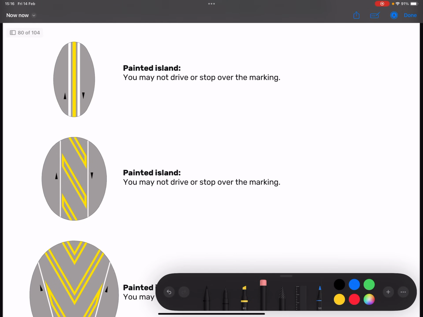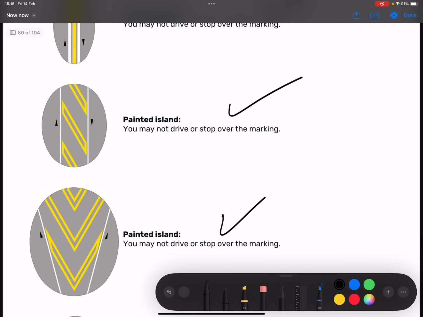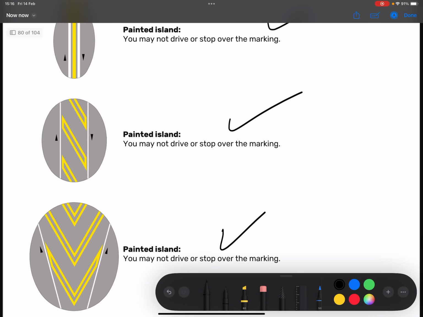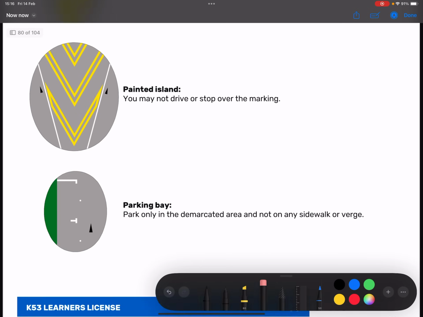Right. And then you have the painted island. So there's painted island 1, painted island 2, and painted island 3. These painted islands, you simply do not drive or stop there. You are not allowed to drive or stop your vehicle there. You are not allowed to do that.